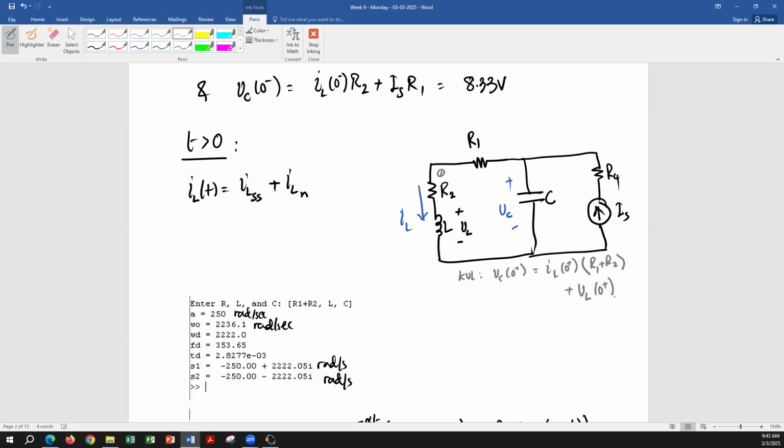Make sense? Right? Now we know IL(0+), we know VC(0+), so we can find VL(0+) from that equation: VC(0+) minus IL(0+) times (R1 plus R2).